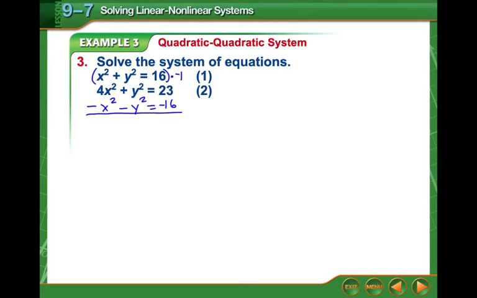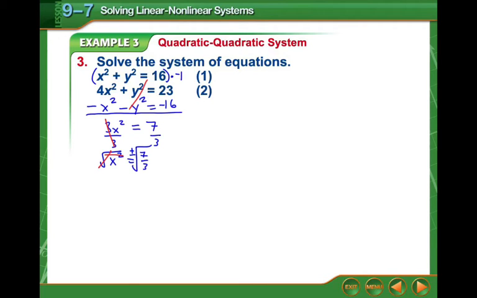4x squared minus x squared is 3x squared. Y squared minus y squared eliminates the y squareds. And that's just equal to 23 minus 16, which is 7. So we are going to get an ugly fraction once again, but that's okay. So we need to divide by 3. X squared comes out to be 7/3. And we need to square root both sides, remembering to do plus or minus.